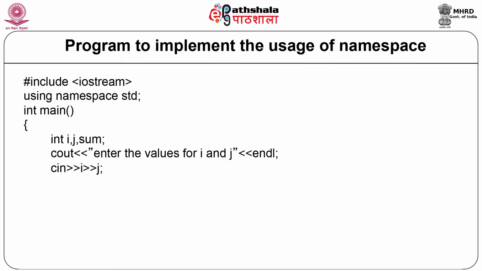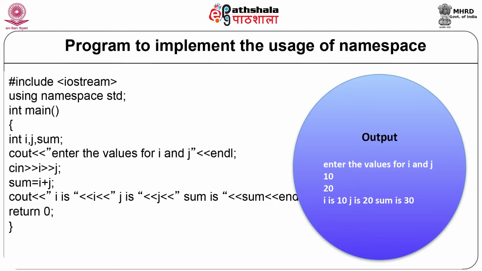We are adding the values of i and j and storing it into sum, sum = i + j. Now, we are displaying back the values of i, j and the sum variable, and we are ending the program. When the above code is compiled and executed, it produces the following result: enter the values of i and j, and if we enter the values as 10 and 20, the result will be displayed as i is 10, j is 20 and sum is 30.